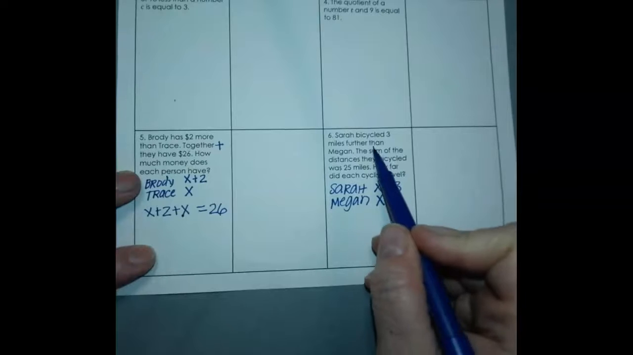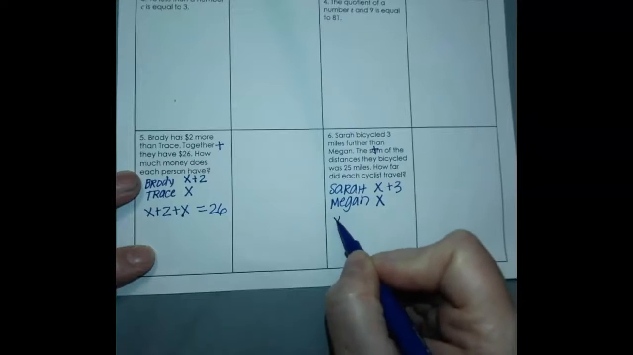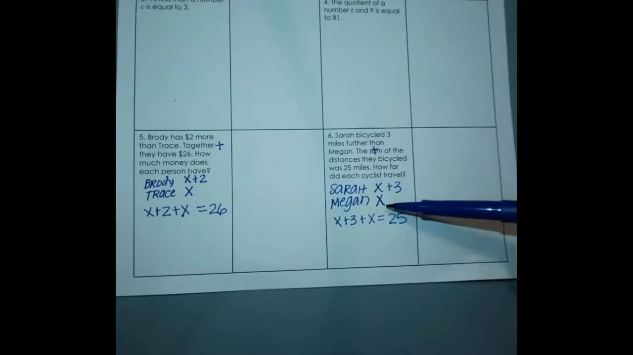Okay, so we've taken the verbal expression and written it as an algebraic expression. But we're going to turn it into an equation now that the sum of their distances, and we all know that sum means add them together. The sum of their distances is 25 miles. So I take Sarah plus Megan, and they equal 25 miles. And then you're going to go ahead and solve that equation to find out how far each cyclist travelled. When you find the value of X, that's how far Megan went. You'll have to add 3 to it to find out how far Sarah went. So plug them back in to find the answers to the questions.